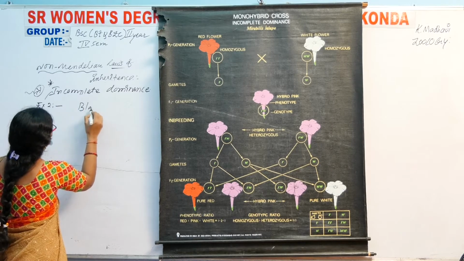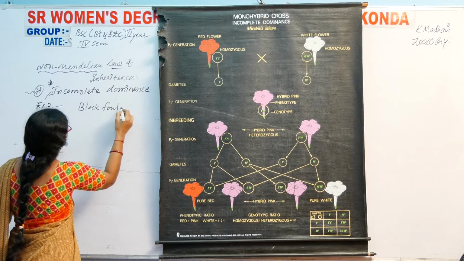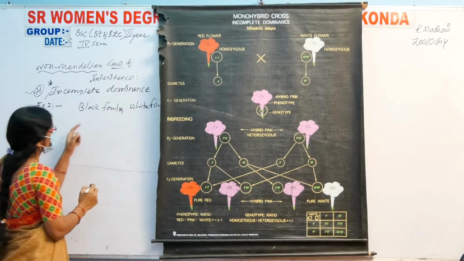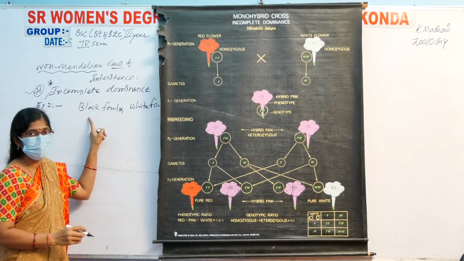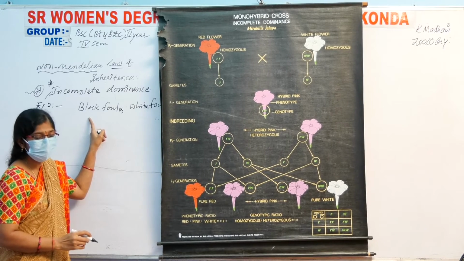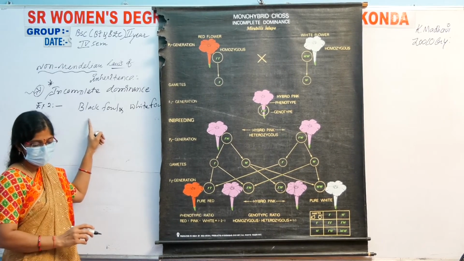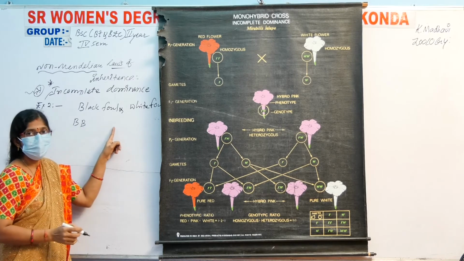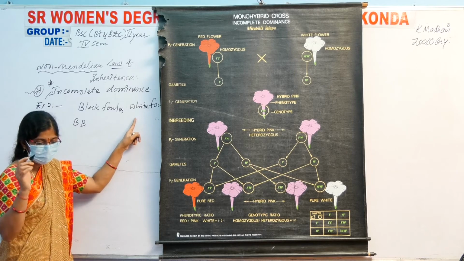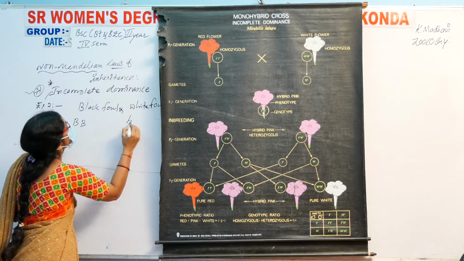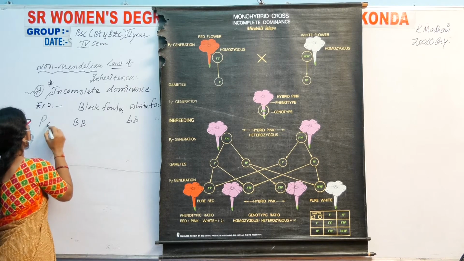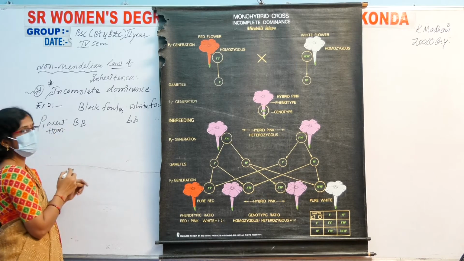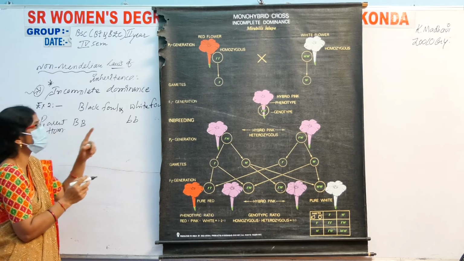Fowls: black fowl and white fowl. This black Andalusian fowl, which means bird, hen or cock, is mentioned here as capital B, and the white fowl is mentioned as small b. These are the homozygous parents, the P1 generation.